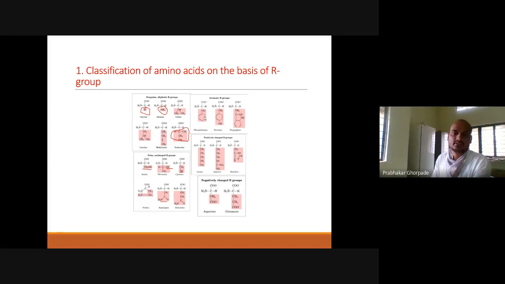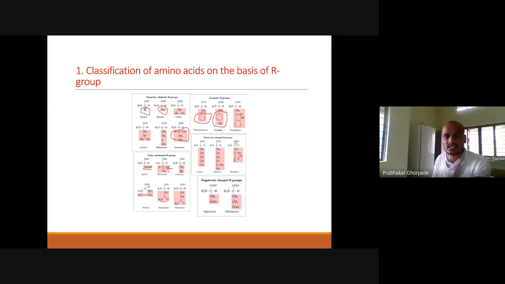Next, we have aromatic amino acids. Aromatic means a benzene ring containing group. So we have this benzene ring in this one, and this one is called an aromatic amino acid. Phenylalanine. Tyrosine again is an aromatic R group containing compound. So this one is again an aromatic group. You can see there is an OH group also in this amino acid, like serine, right? Next we have tryptophan. Again, a benzene ring is there.